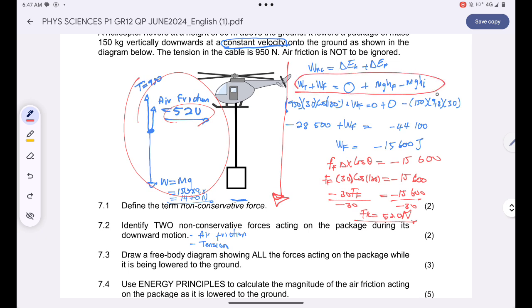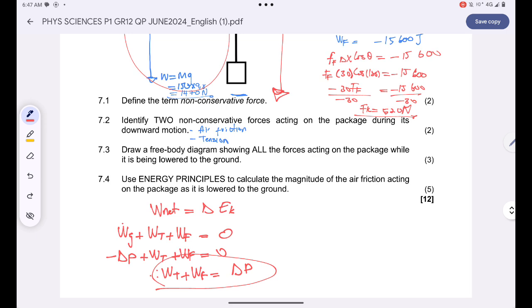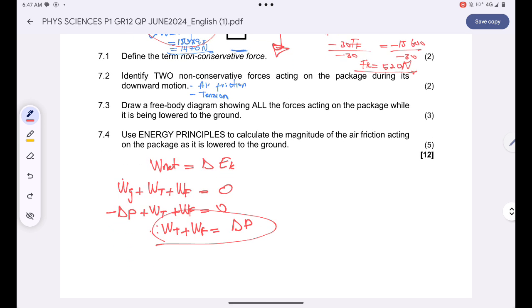Are you together? So you'll just keep on working, going downwards. You'll simply find the same answer. That's how, guys, you're supposed to tackle this question over there.